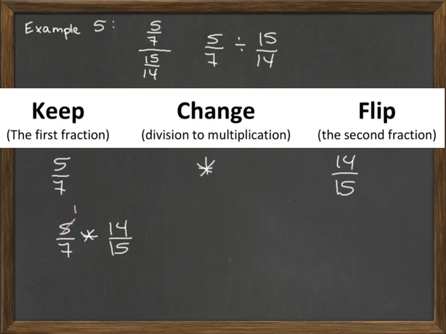Okay, and again, we have a fraction that can be reduced. 5 goes into 5 once, 5 goes into 15 3 times. Okay, then over here, 7 goes into 7 once, 7 goes into 14 twice. Okay, so we take our reduced numbers. We have 1 times 2, that's 2. 1 times 3 is 3. So my final answer here is 2/3. Again, you could multiply first and then reduce. It's just going to maybe take you a little bit more time.